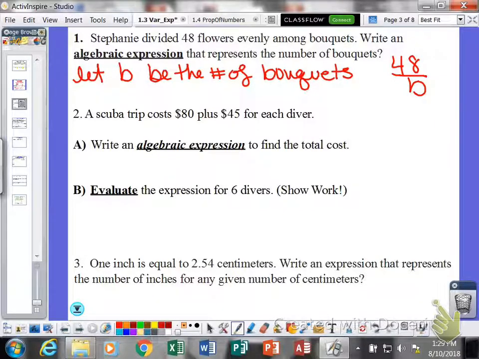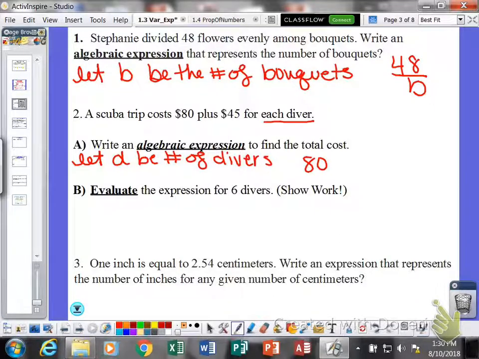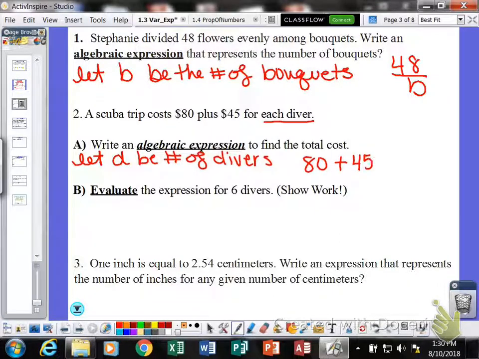A scuba trip costs $80 plus $45 for each diver. Write an algebraic expression to find the total cost. So let D be the number of divers. Each diver, so D for the number of divers that are going. The expression would be the $80, they have to pay $80, plus an additional 45 per diver, so multiply the 45 times the number of divers.